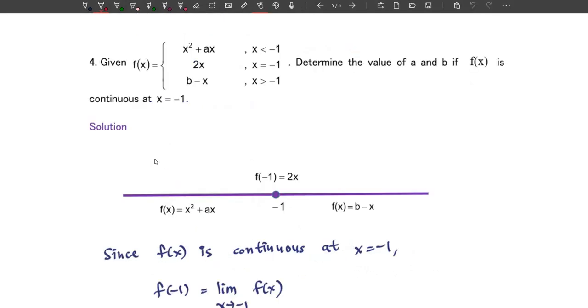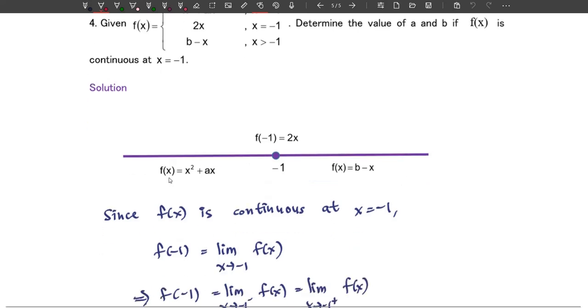Okay, the last example, number 4. Given f(x), this piecewise function, we need to determine the value of a and b if f(x) is continuous at x equal to negative 1. So, this is the number line that I have drawn earlier. It's up to you whether you want to draw it or not, but it is suggested.